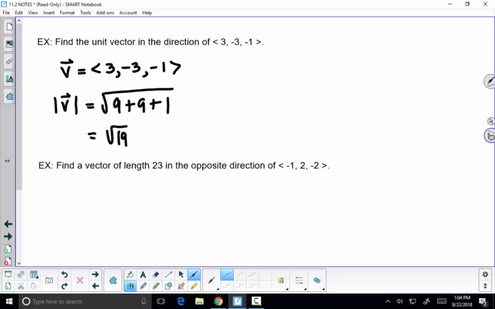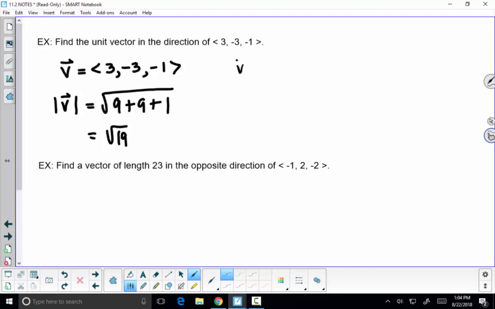Any issues with that? Does that look good? So then what do we do? So we've got this vector, square root of 19 units long. We want a unit vector that's pointing in the same direction. So we do, yeah? You divide the 3, the negative 3, and the negative 1 all by square root of 19. So we take that square root of 19 and we divide it into each component of the vector, and then what we've done is scaled it back to be a unit vector.